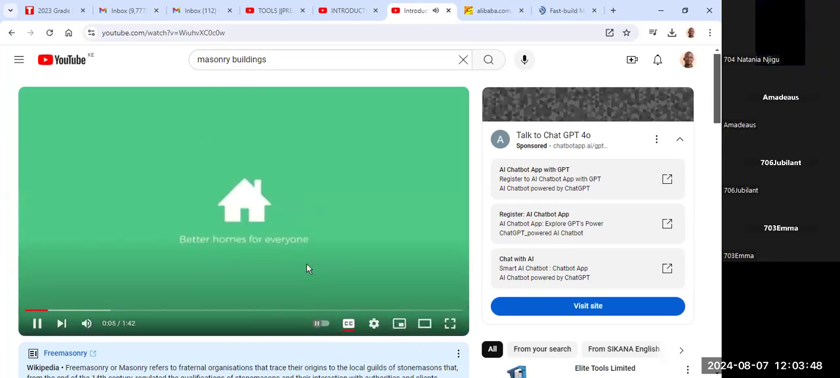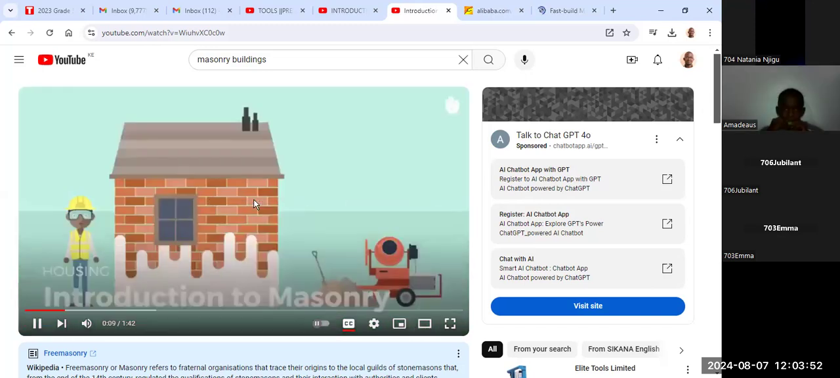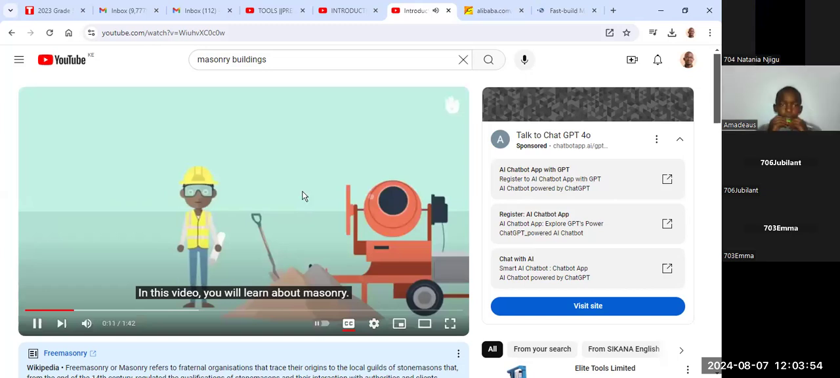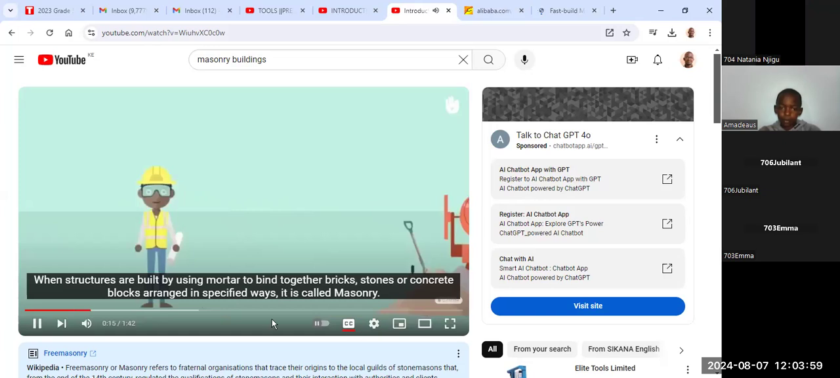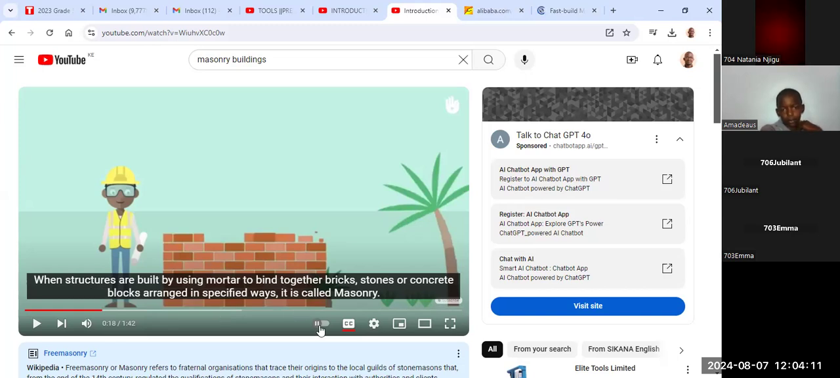Are you seeing this, Peter? Yes. Yeah, so this is what we refer to as masonry. In this video, you will learn about masonry. With masonry, we have structures built by using mortar to bind together sand, bricks, stones, concrete, and blocks arranged in specified ways. All this is called masonry. So, Peter, now you understand what masonry is, right?